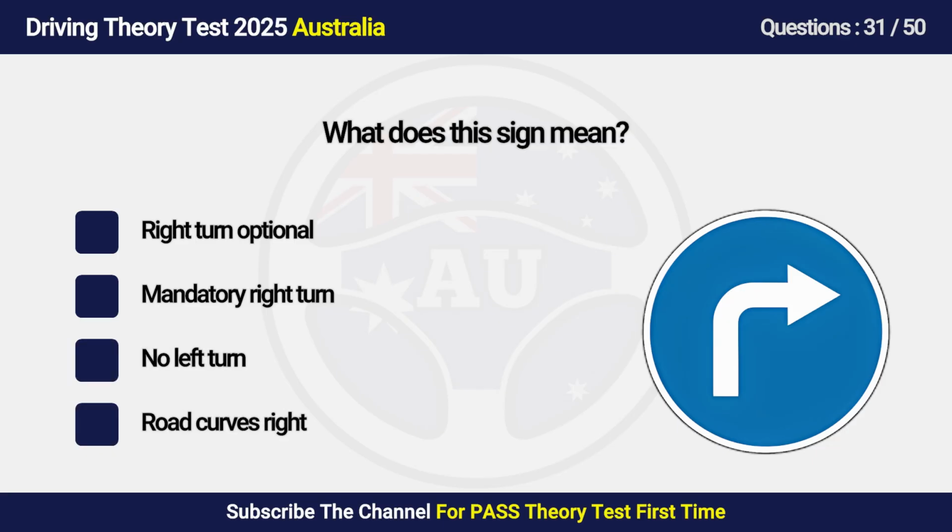A. Right turn optional. B. Mandatory right turn. C. No left turn. D. Road curves right.